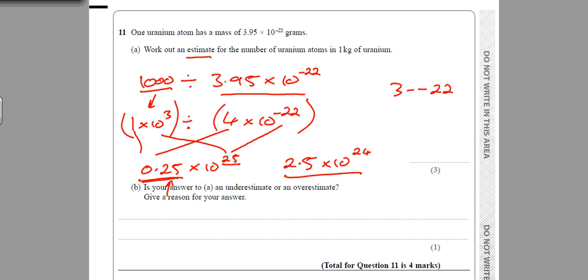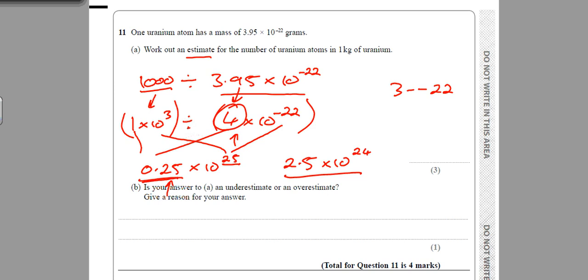Okay, so the next thing is your answer to A, an underestimate or an overestimate? So what I did to do the whole estimating thing, I made 3.95 into 4. That's where I did the estimating. So I've got a number and I've divided it by another number. I'll need to know whether or not rounding this up has made it a bigger number or a smaller number.